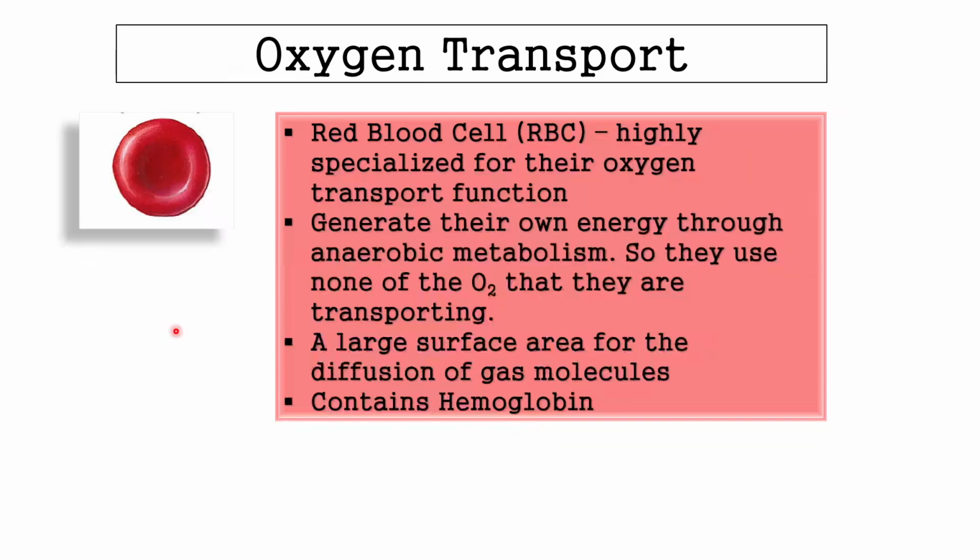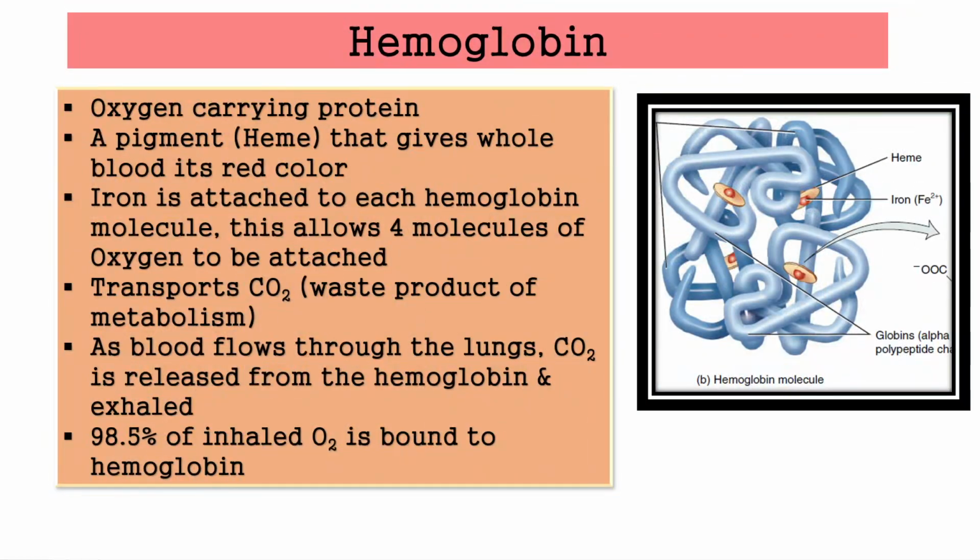Because remember, inside that red blood cell is hemoglobin carrying O2. So we need it large so that it can diffuse really well. And then we need to pick up that CO2. Don't forget the waste. And it contains hemoglobin. So let's talk about hemoglobin. Oxygen carrying protein.